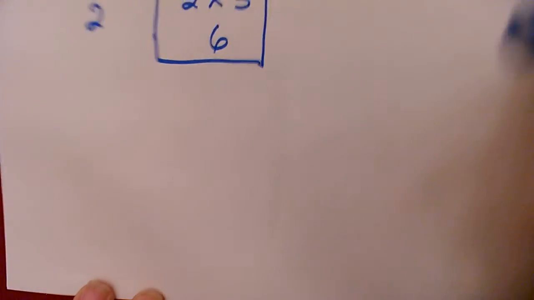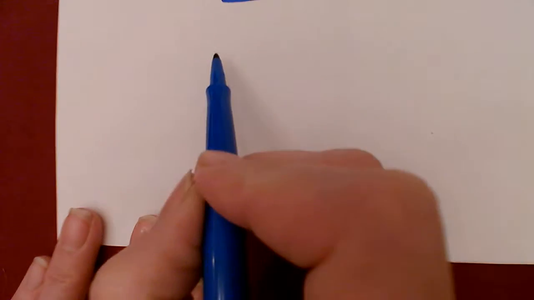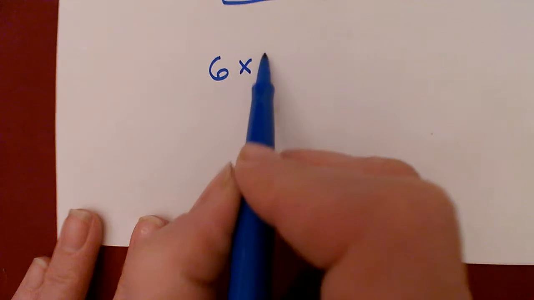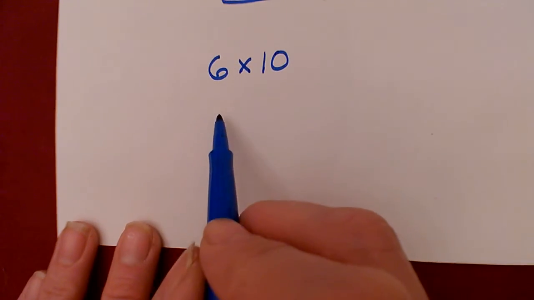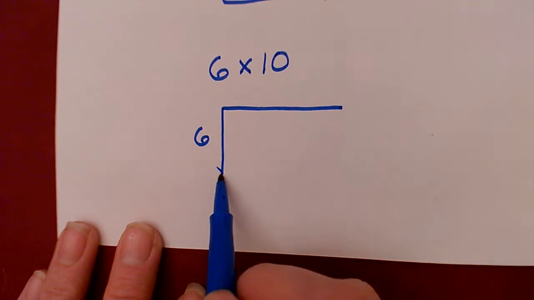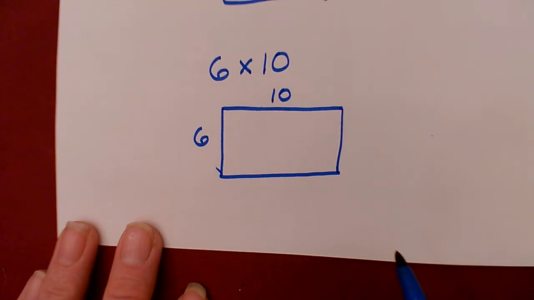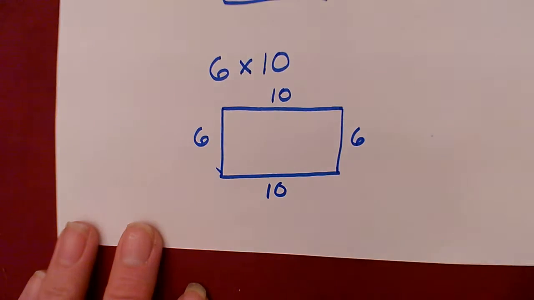So let's just really quickly model. Let's say that we had something that was, I don't know, 6 feet times 10 feet, or 6 by 10. So if I wanted to model that, I could say that it's 6 feet this way, and I could say that it's 10 feet this way. And I really like to also show the opposite sides because it'll make your math easier later on.